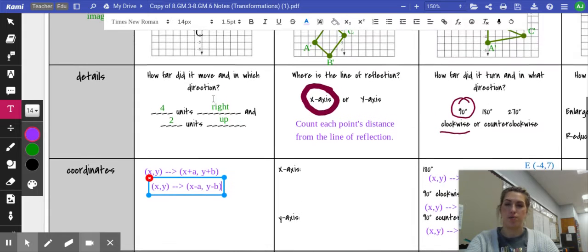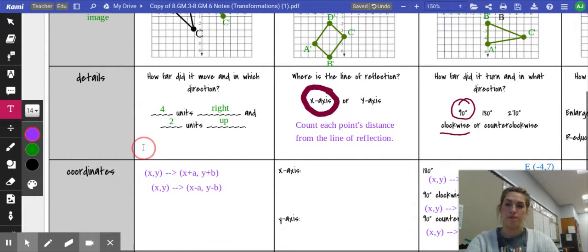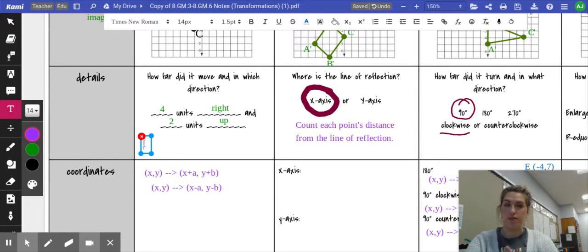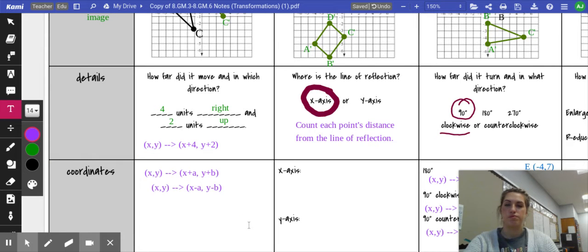Okay, so in this example, we went 4 units right, so that affects our x value, where if we're moving right or left, that's our x-axis. So x, y would become x plus 4, because whenever we go to the right, we are going in the positive direction. And then 2 units up: up and down is y, so we're going with our y value, and since we're moving up, again, that's going to be plus 2. If we were moving left or down, that would be minus. So that's how you represent it algebraically.